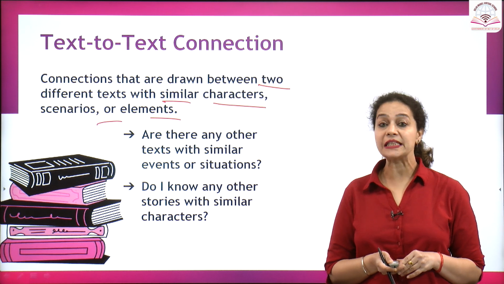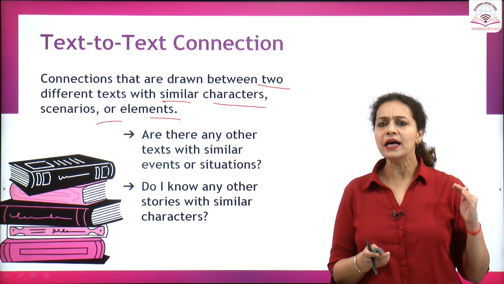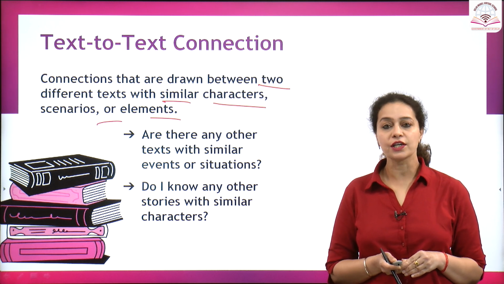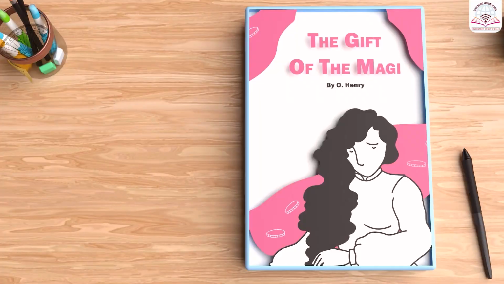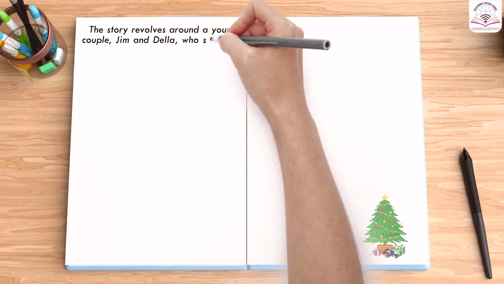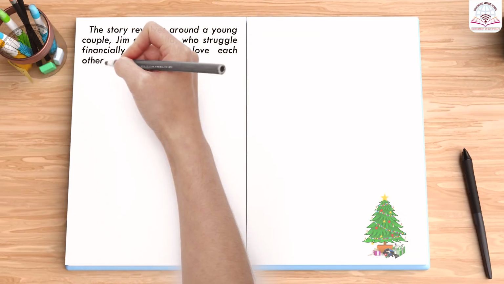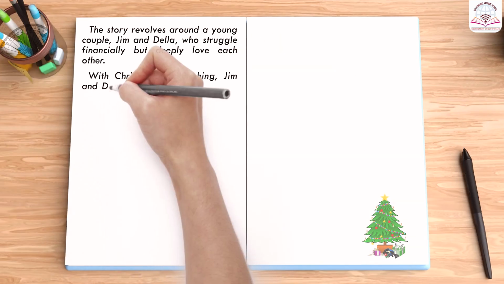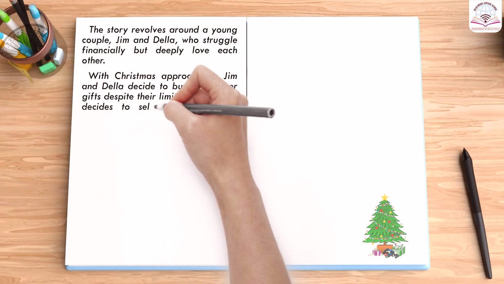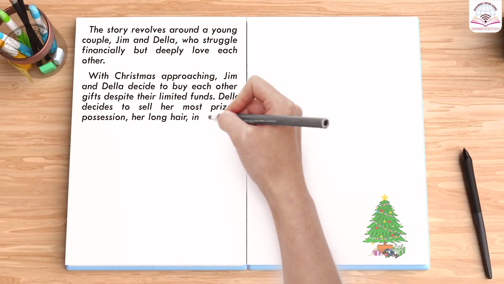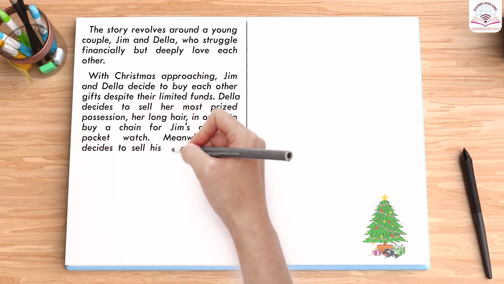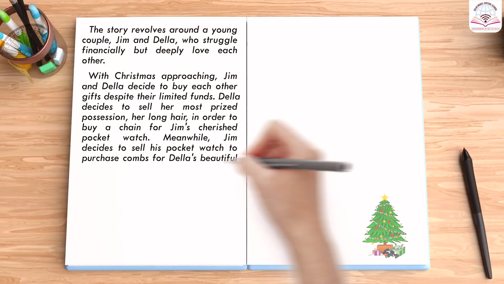Now that you've heard the story, The Nightingale and the Rose by Oscar Wilde, let me take you to another story by another writer, O. Henry, and the story titled The Gift of the Magi. The Gift of the Magi by O. Henry. It is a story that revolves around a young couple, Jim and Della, who struggle financially but deeply love each other. With Christmas approaching, Jim and Della decide to buy each other gifts despite their limited funds. Della decides to sell her most prized possession, her long hair, in order to buy a chain for Jim's cherished pocket watch. Meanwhile, Jim decides to sell his pocket watch to purchase combs for Della's beautiful hair.